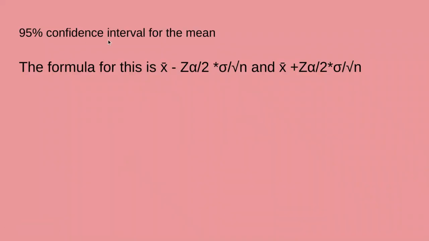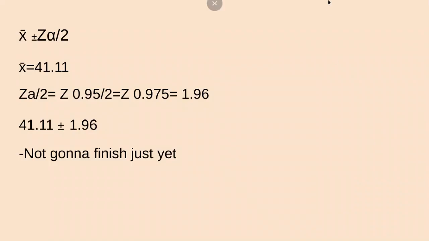So, with a 95% confidence interval for the mean, we look at the formula: x minus z alpha divided by 2 times the standard deviation divided by the square root of n, and x plus z alpha divided by 2 times the standard deviation divided by the square root of n. First, we're going to look at this problem right here. And so x is going to be $41.11.